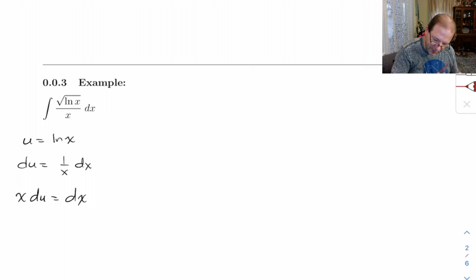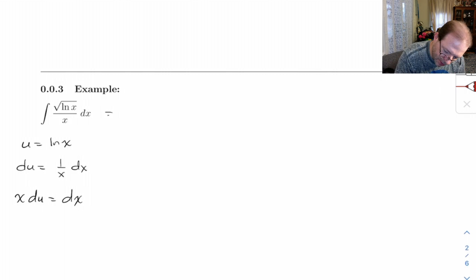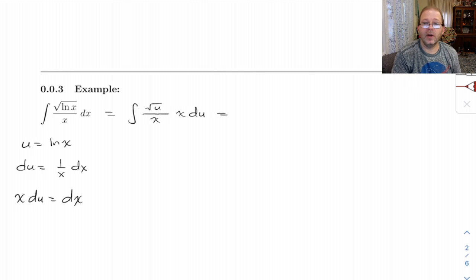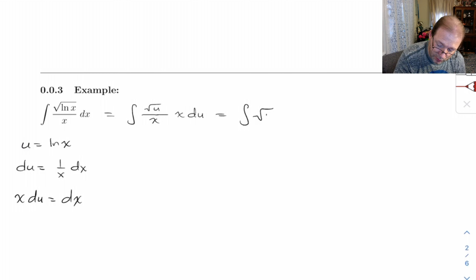You get x du equals dx. And now I can rewrite this as integral of, let's see, the top is square root of u. Got an x on the bottom. And the dx gets replaced with x du. And those two x's cancel. So we're left with just integral of square root of u du.